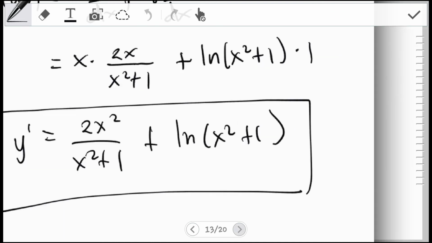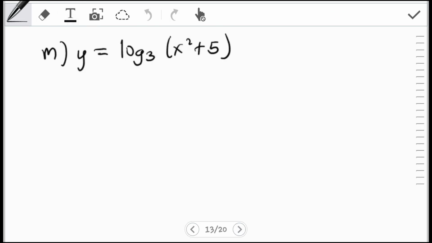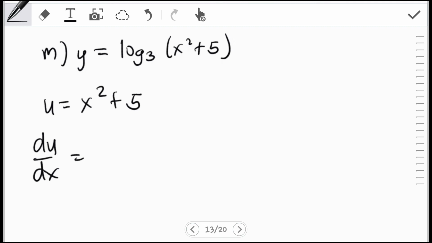Next. So what is the first derivative of y equals log of the quantity x squared plus 5 to the base 3? Okay. So again, let u be x squared plus 5, where du over dx is 2x.